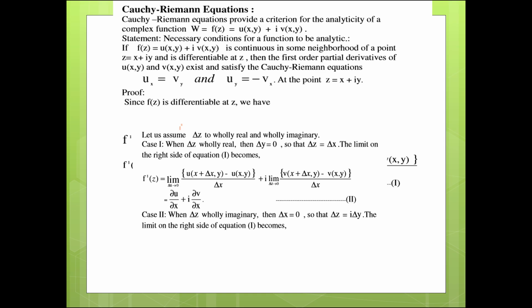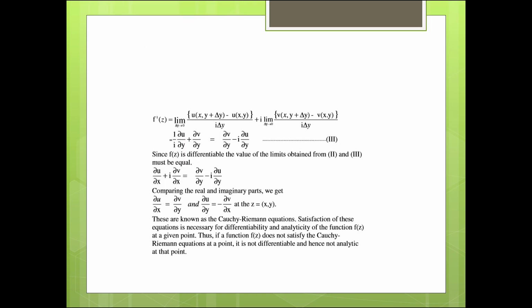Next, case 2: if delta z is wholly imaginary, then delta x is equal to 0, so that delta z equal to i into delta y. The limit of the right side of equation 1 becomes f dash of z equal to limit delta y tends to 0 of u of x comma y plus delta y minus u of x comma y divided by i into delta y, plus i into limit delta y tends to 0 of v of x comma y plus delta y minus v of x comma y divided by i into delta y, that is also equal to 1 by i into uy plus vy, that is also equal to vy minus i uy.